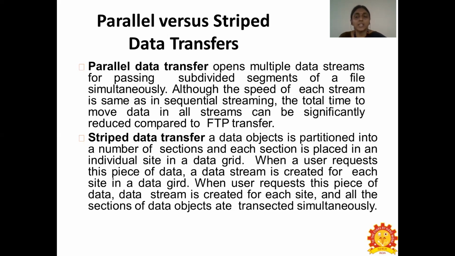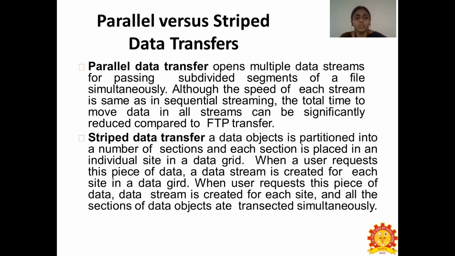So here each one is considered as a separate individual task and is executed parallelly, that is simultaneously, synchronizing all the work. Although the speed of each stream is the same as in sequential streaming, the total time to move the data in all the streams can be significantly reduced when compared to the FTP transfer. And always in grid computing, we go with executing a number of tasks in a framework. In that case, we can go for parallel data transfer where each and every task can independently run on the framework. So here we need to follow the protocol while transferring the message or the data from one network to another network in the distributed field.